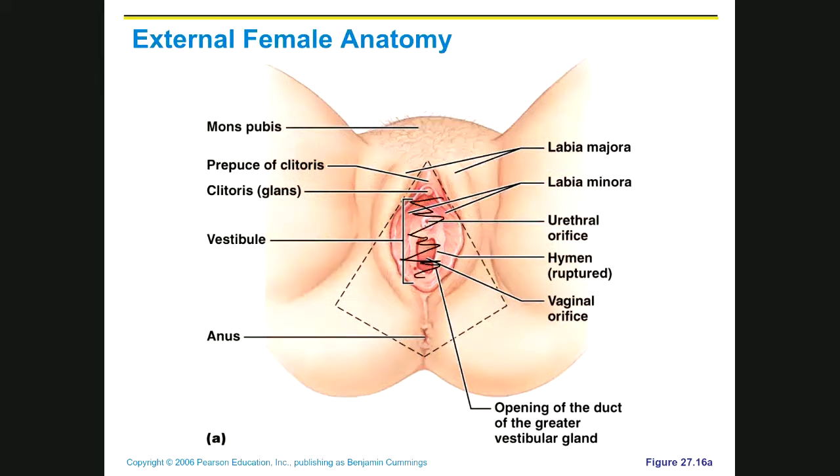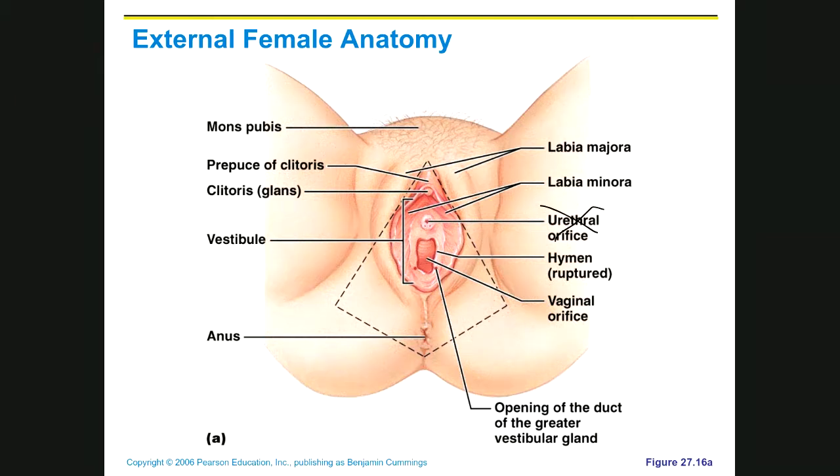If you look, they create a space right here, and the space that's created is called the vestibule. If you look at the vestibule, it has two openings to it. One is an opening to the urethra. The other is an opening to the vagina. And so unlike males, when you look at the female reproductive system, the urethra has nothing to do with reproduction. Remember, in males, the urethra carries both urine and semen, so it's a shared tube between those two systems. That's not true in the female.